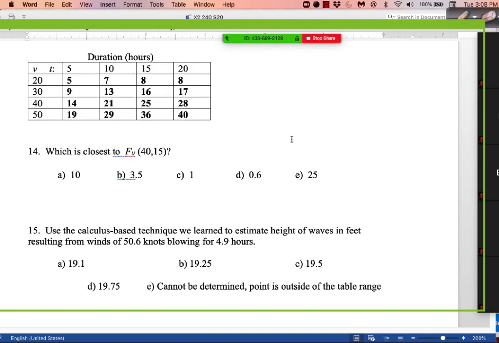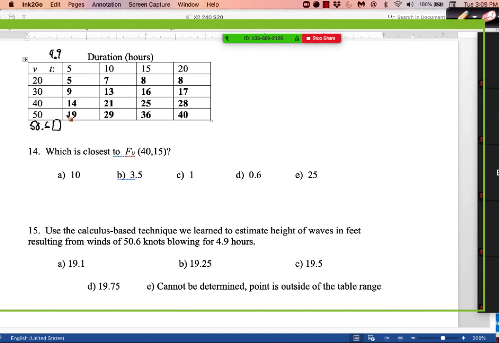So now using what we learned, estimate the height of the waves in feet resulting from winds of 50.6 knots blowing for 4.9 hours. In this question, we have to put it all together. We're using changes in time and wind speed to predict a new wave height. So we're looking here at 50.6 and 4.9.